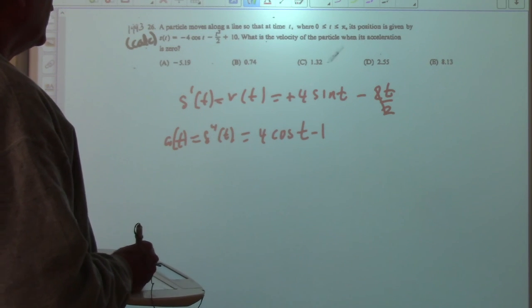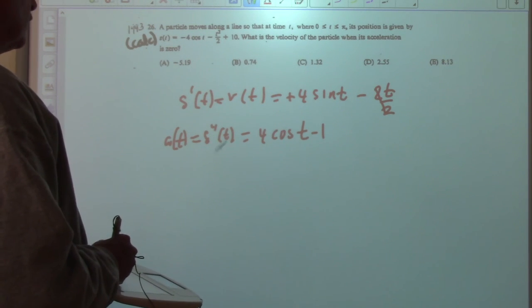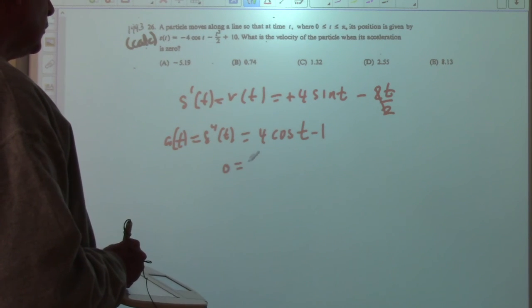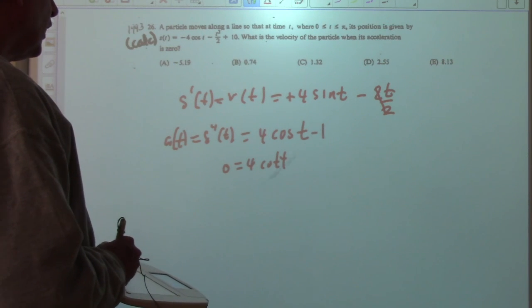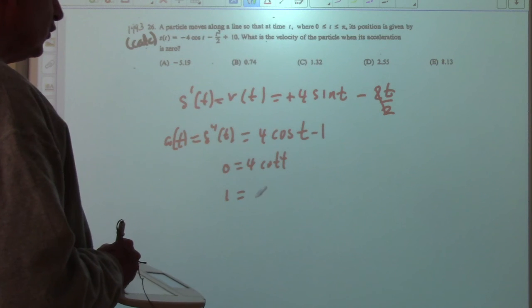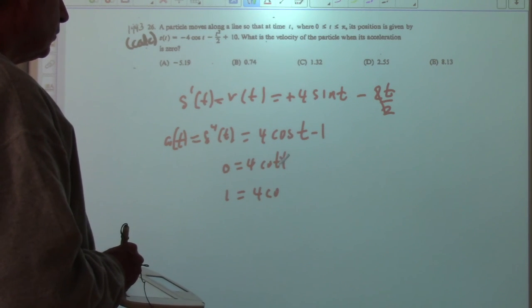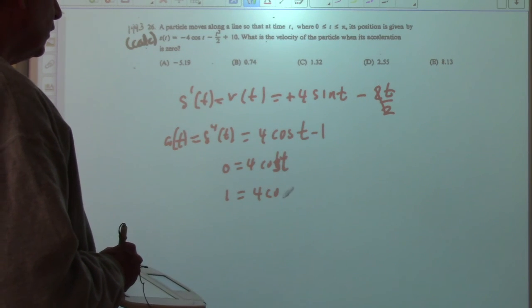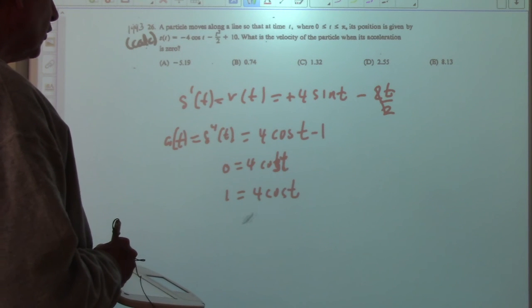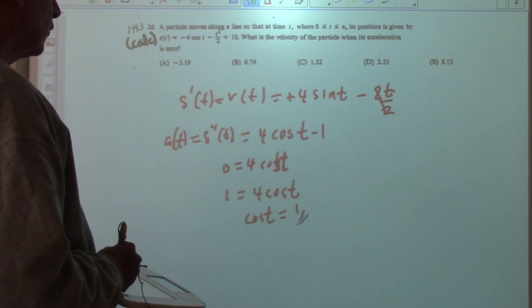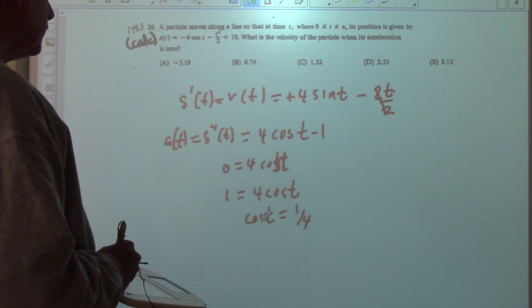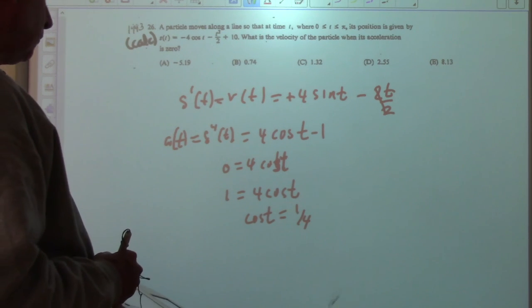1. So we have that, and when its acceleration is 0, so if we set that equal to 0, 0 equals 4 cosine t minus 1. So you add 1, so 1 equals 4 cosine t, and so cosine t is equal to 1/4, and so we're going to find out what t is. How do you find that?